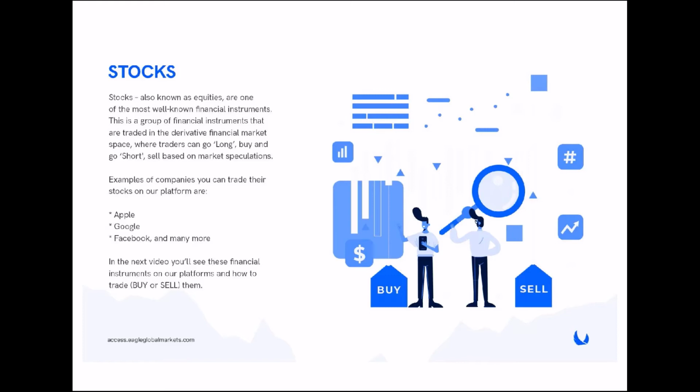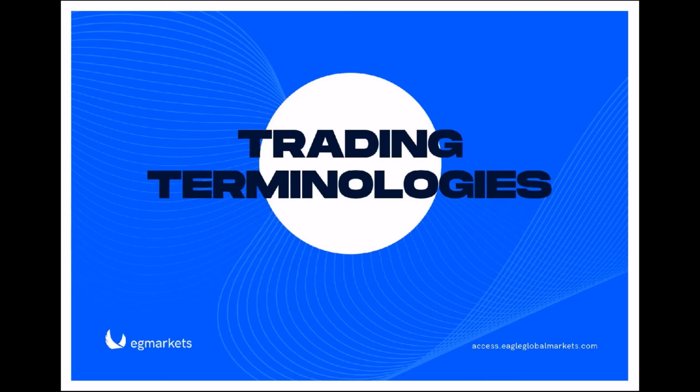Once you understand, you can weigh the options. That's how you trade the global financial markets. Okay, so examples of companies you can trade their stocks on our platform are Apple, Google, Facebook, and many more. Okay, so in the next slide, you will understand terminologies in the financial markets. And very soon, in our next class, I'll be showing you how to trade on our platform. So let's go to the terminologies.